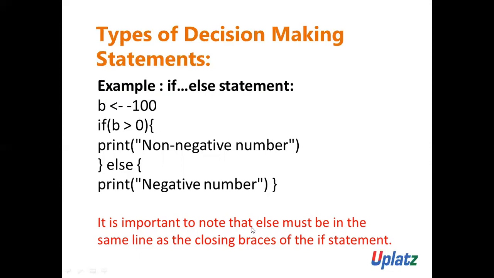It is important to note that else must be in the same line as the closing braces of the if statement. Okay, it should be in the same line. So see here, what is the closing braces of the if statement? This one. This one is the closing braces of the if statement. So else should be in the same line as the closing braces of the if statement. After that, you can write else, and then open the curly braces, write whatever statement you want to execute, and close it. Got it?